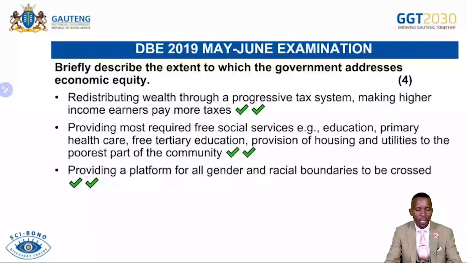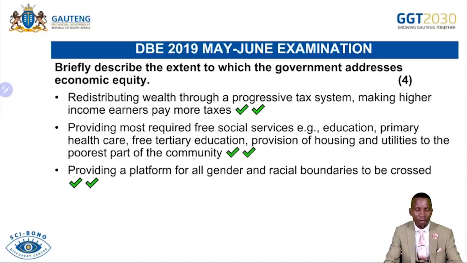And then we continue. Briefly describe the extent to which the government addresses economic equity in South Africa. Let's look now. Redistribution of wealth through a progressive tax system, making higher income earners pay more tax and lower income earners pay less, that is 2 marks. Providing most required free social services, e.g. education, primary healthcare, free tertiary education, provision of housing and utilities to the poorest part of the community. Providing a platform for all gender and social boundaries to be crossed. So these are possible answers for this data response.